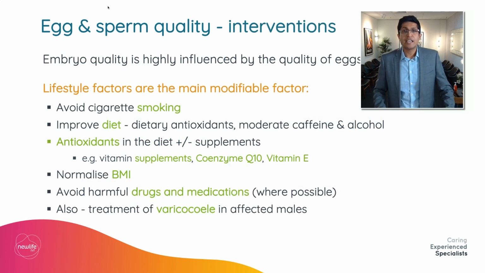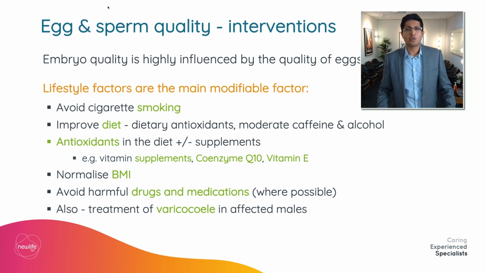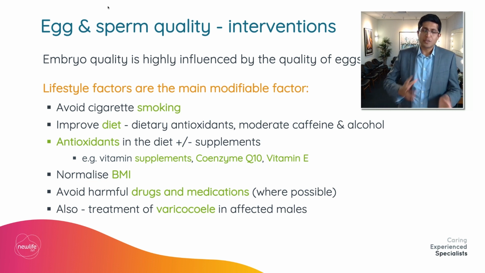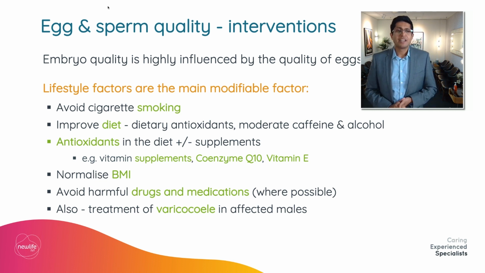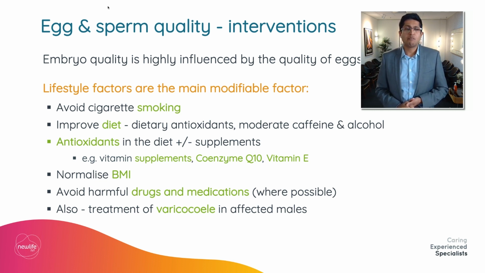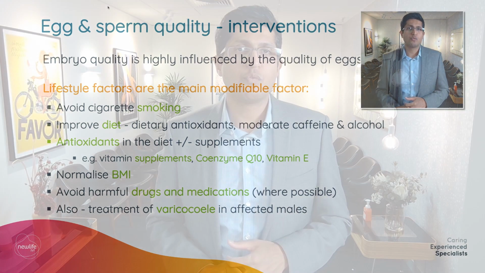So what are the interventions that we can do to influence the quality of egg and sperm? Well, obviously we can't reverse aging, but there are some lifestyle factors that we can look at to improve the quality of both egg and sperm. Cigarette smoking is probably the number one damaging factor that we can address, both for men and women. Even a reduction in cigarette smoking is better than none at all, but if you can stop altogether, we do see a fairly quick improvement in certainly DNA fragmentation on the male side.